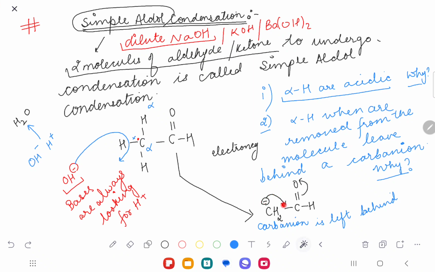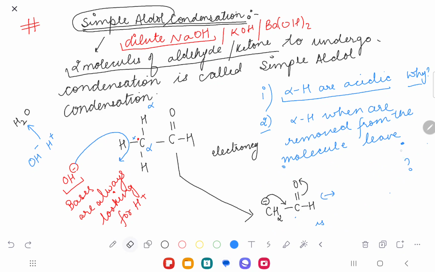This negative charge comes here to resonate. What does it exactly do? You understand? It is going to undergo resonance and form CH2 double bond C O negative and H. And this resonance basically stabilizes the carbanion. I hope you're understanding. The carbanion is right here.